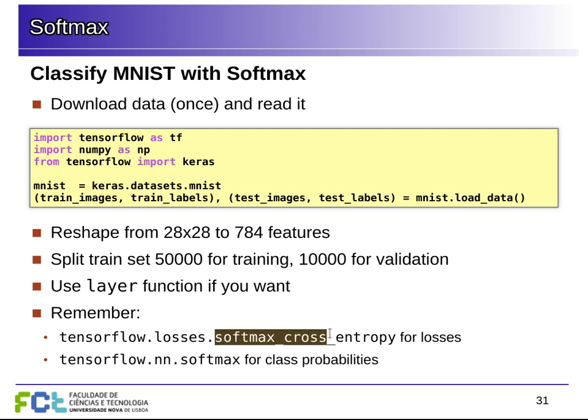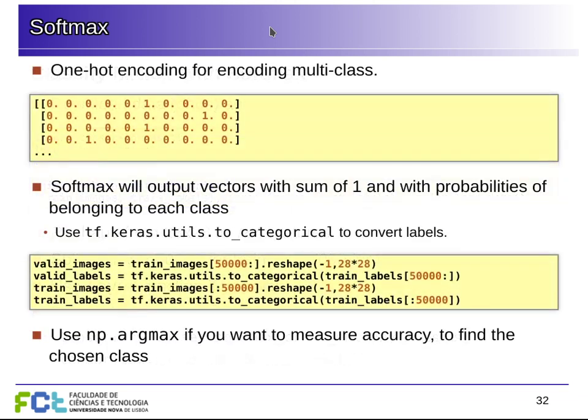Remember also that the softmax cross entropy function must receive the logits, not the output of the softmax activation. So you need to have one output of the network computed for the loss function and a different one for the predictions, like we did with the logistic, the sigmoid cross entropy.